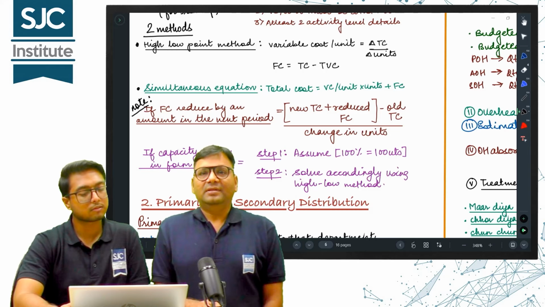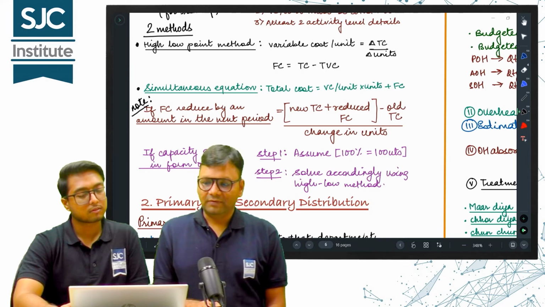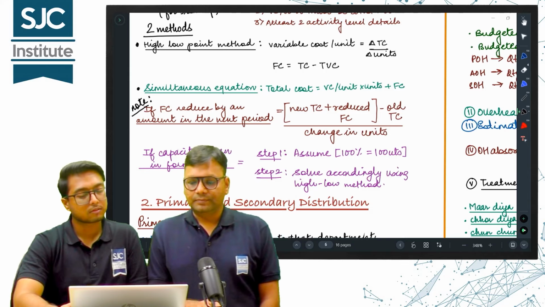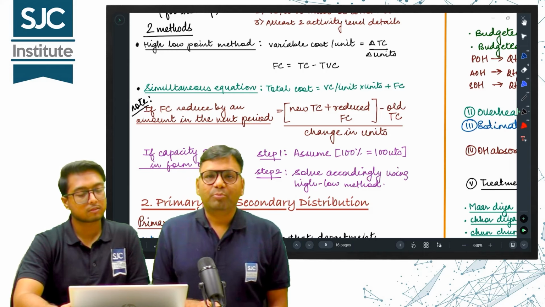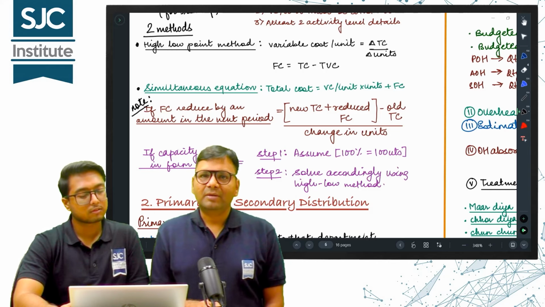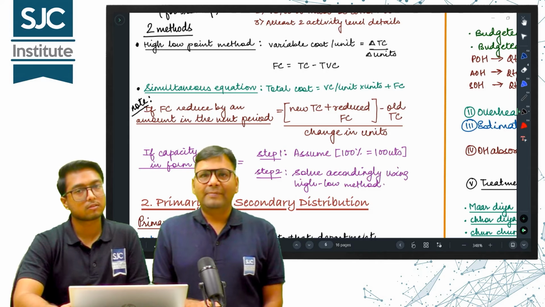If fixed cost is reducing by certain amount in next period, then you need to add that amount back to the total cost of the next period before using any of the above methods, and then use either formula or the equation. Sometimes capacity level or activity level may be given in the form of percentage instead of units. In that case, step 1, assume 100% is equal to 100 units, and step 2, solve according to applicable methods of high-low or simultaneous equation.